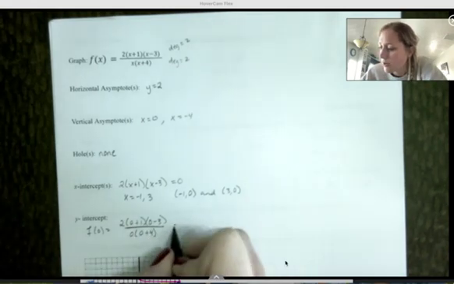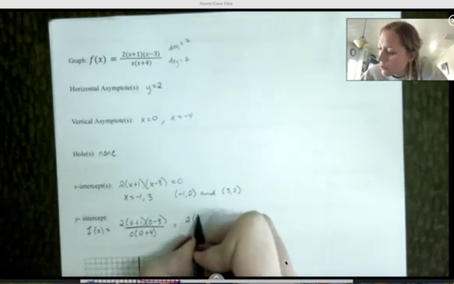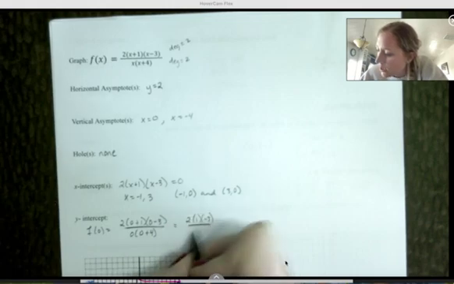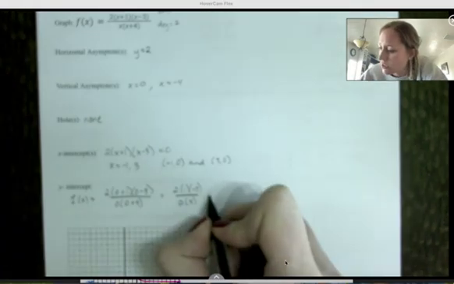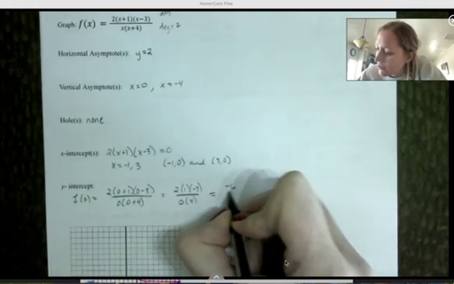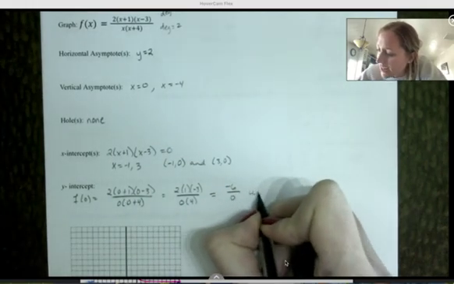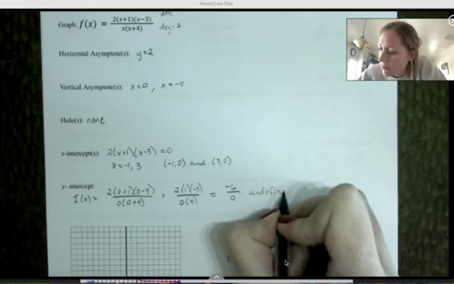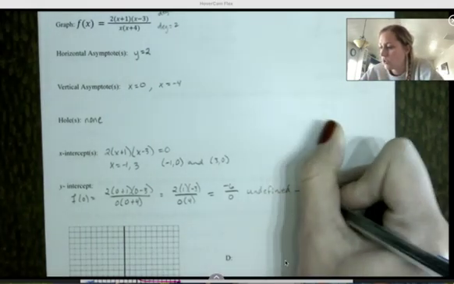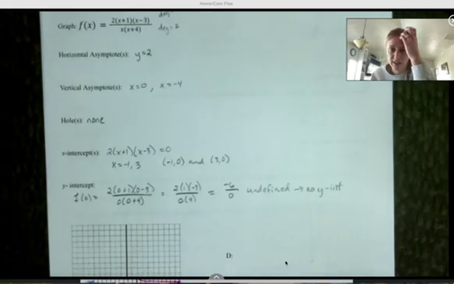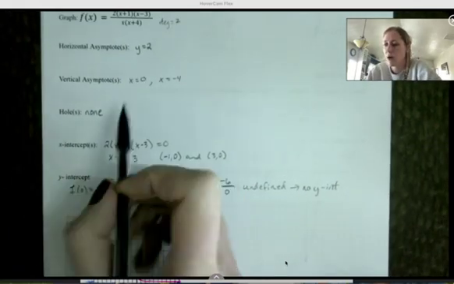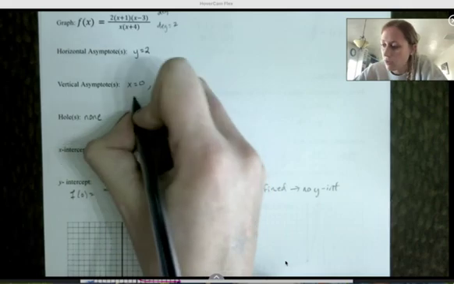Okay, so now what we're going to notice, I've got 2 times 1 times -3 times 0 times 4. On the bottom, I have 0 times 4, which is 0. So I'm going to get -6 divided by 0. That's undefined. So if you get something like that, that just means no y-intercept. Okay, it's never going to cross the y-axis, which actually makes sense because the y-axis was one of our vertical asymptotes.